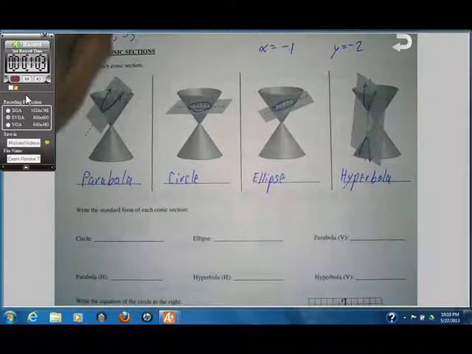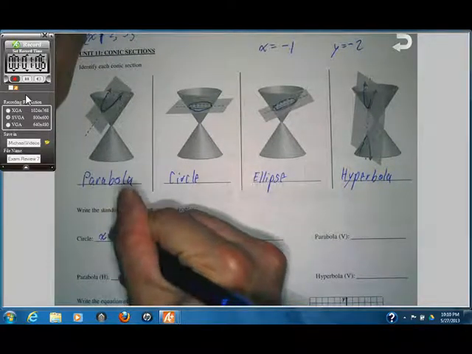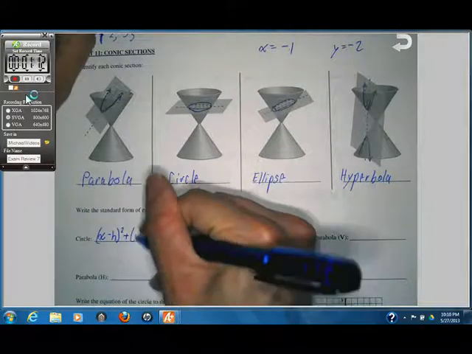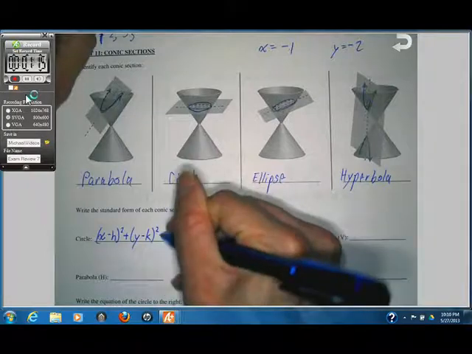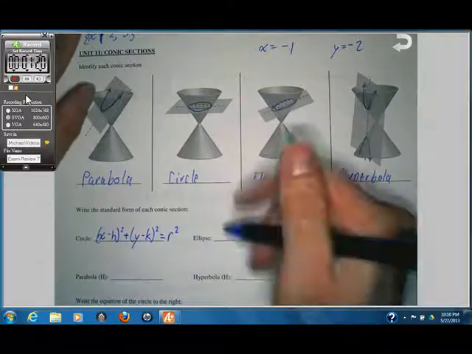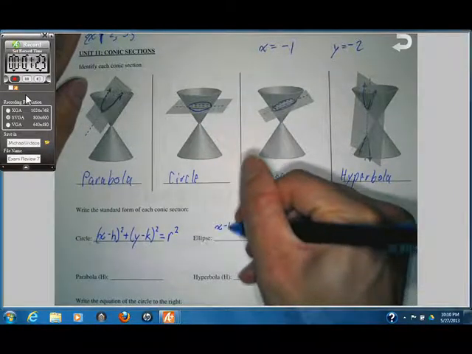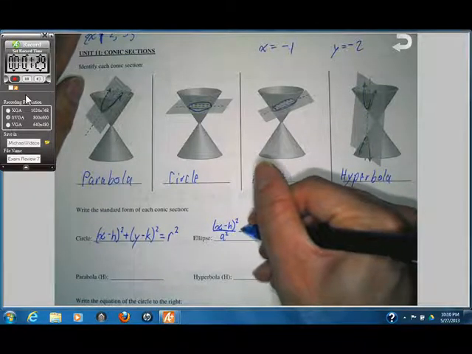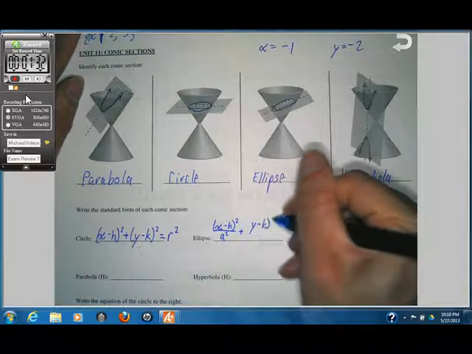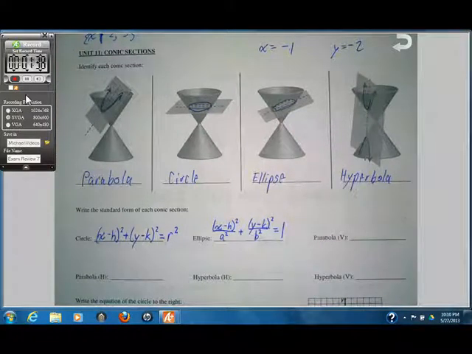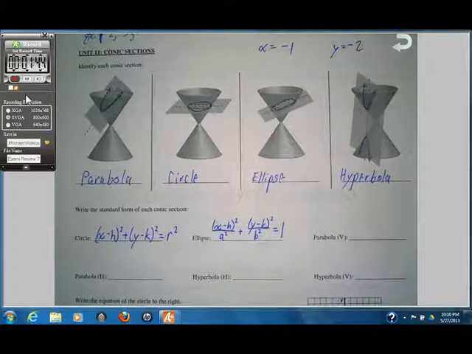In all of these you have x minus h. For a circle, x minus h quantity squared plus y minus k quantity squared is equal to the radius squared. The ellipse is fairly similar: x minus h quantity squared over a squared plus y minus k quantity squared over b squared is equal to 1. Vertical and horizontal parabolas and hyperbolas have distinct equations.